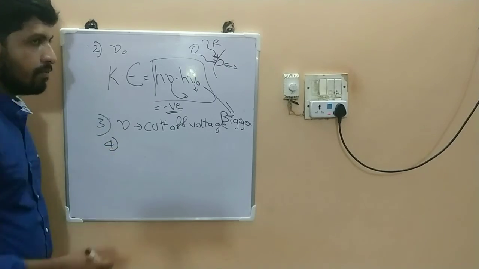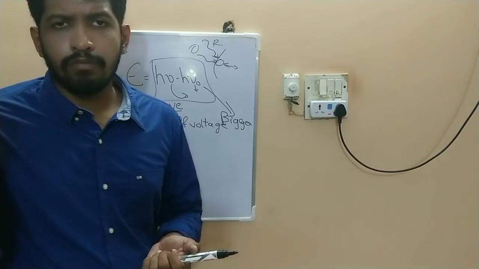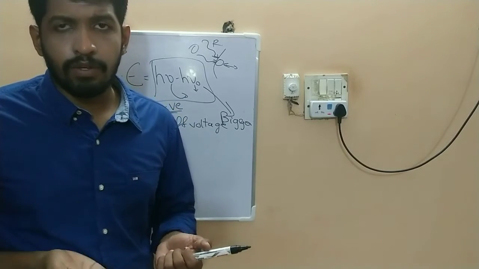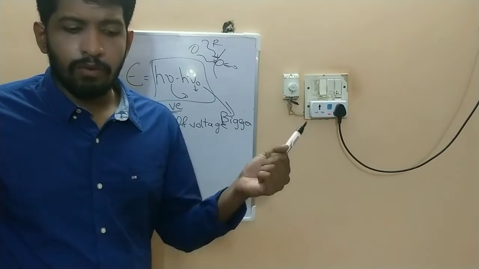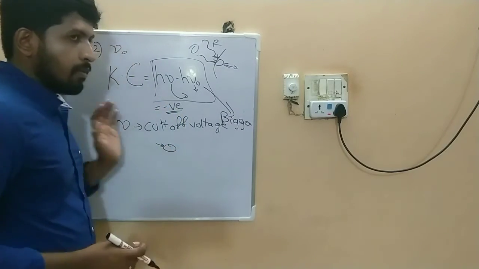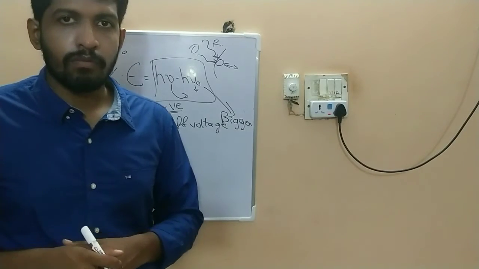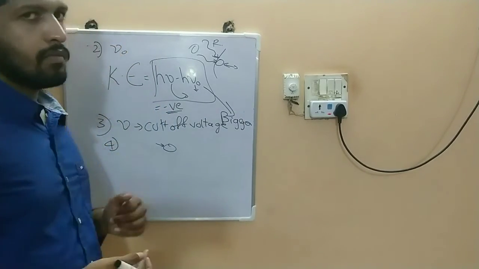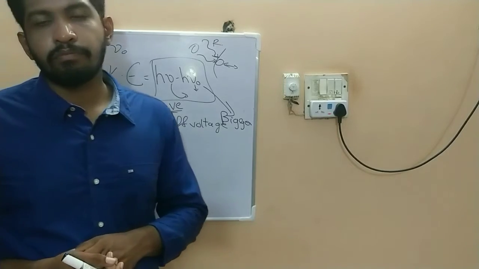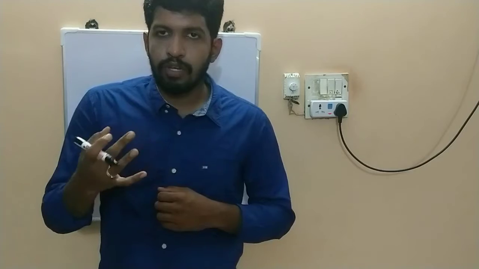And the fourth is the instantaneous emission. We all know that the momentum transfer and energy transfer are almost instantaneous. When a photon hits an electron, the moment it hits, the electron gets the energy and gets emitted. So the fourth property is also explained. Next is the explanation of the dual nature of light.